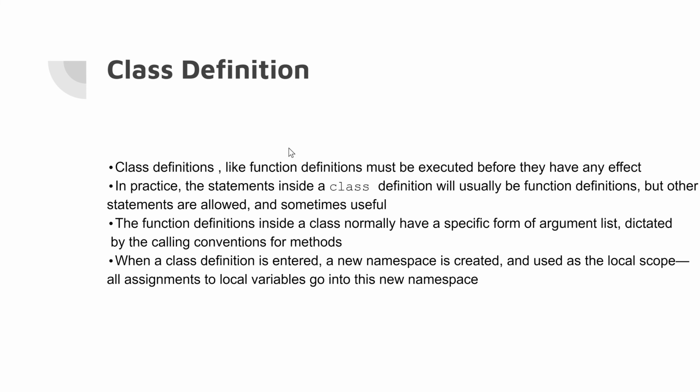Class definitions. Like function definitions, class definitions must be executed before they have any effect. In practice, the statements inside a class definition will usually be function definitions, but other statements are allowed and sometimes useful. The function definitions inside a class normally have a specific form of argument list, dictated by the calling conventions for methods. When a class definition is entered, a new namespace is created and used as the local scope. All assignments to local variables go into this new namespace.